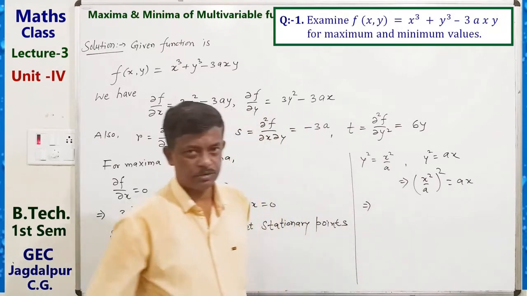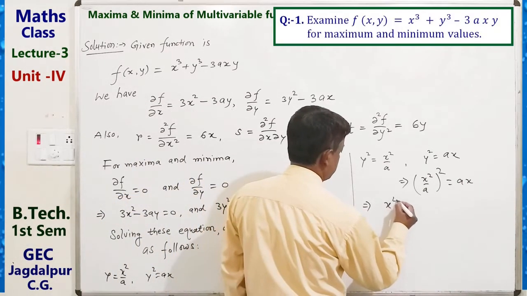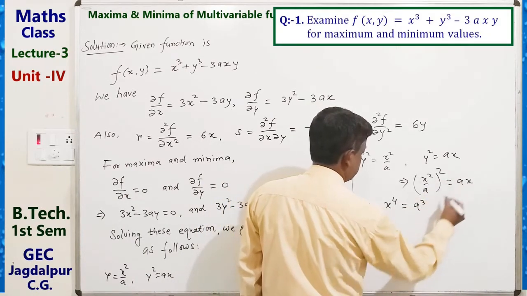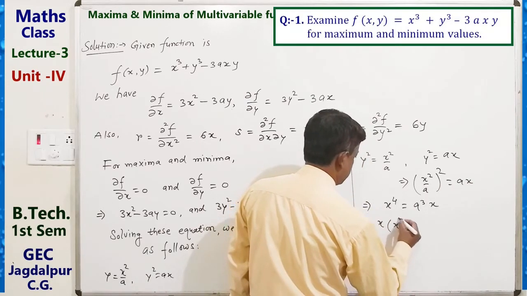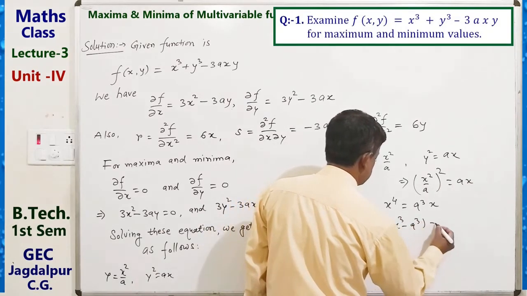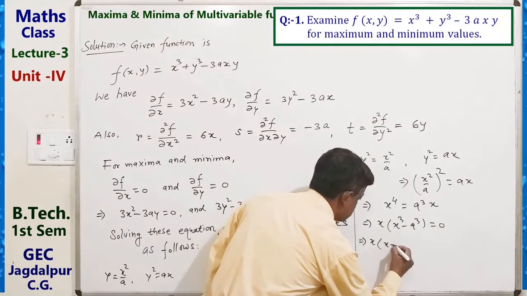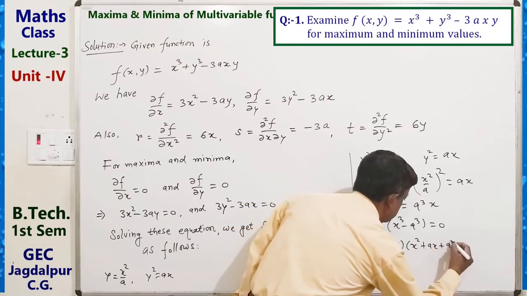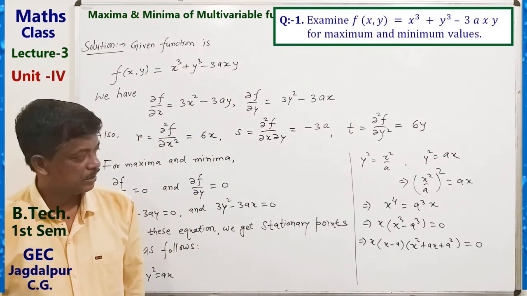So here we see that x power 4 equals a power 3, a square and 3 x. So we can take common x cube minus a cube equals 0. So this implies x minus a, x square plus ax plus a square equals 0. We can write it like this.